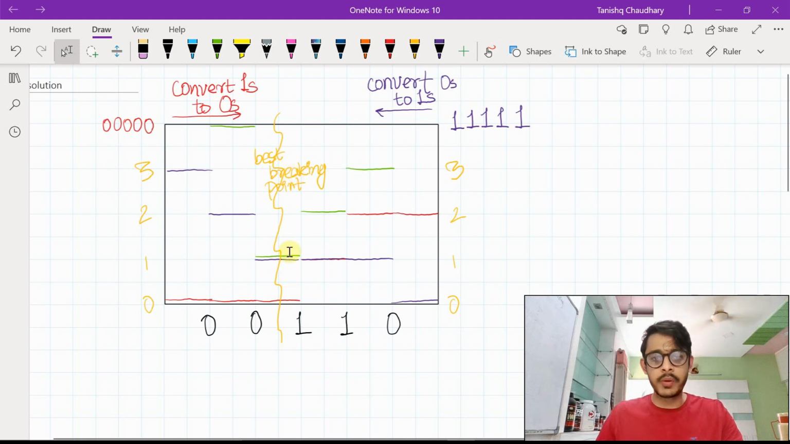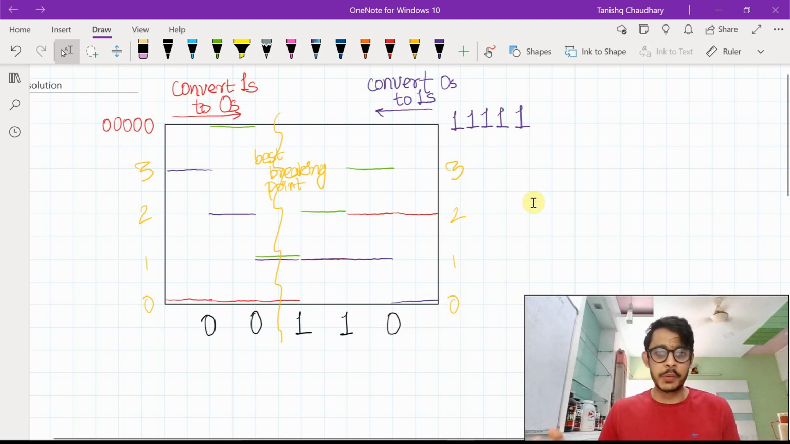At this particular breaking point, what do you see? The cost and the level here are the same. It is at level 1 because the total cost encountered is 1. That is the total cost of making all of these zeros and making all of these ones. Now it should make sense. The cost is 1 because there is only this 0 to be converted to 1, and that would be the answer.